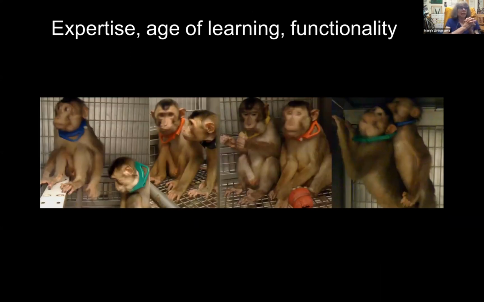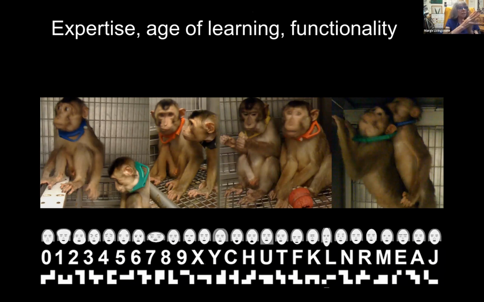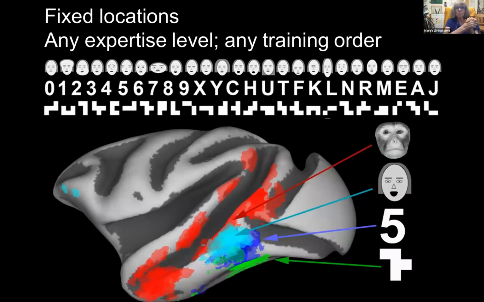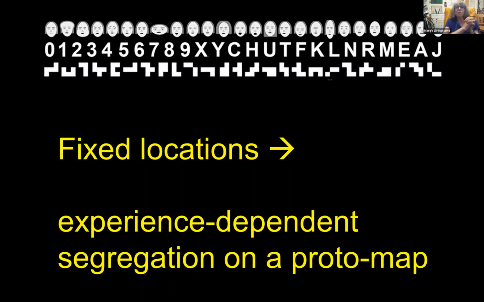So to try to disentangle the effects of expertise, age of learning, and functionality, we taught a bunch of monkeys to recognize 3 distinct sets of symbols. And we taught these different symbol sets in different orders in different monkeys. And to our surprise, training order didn't matter, level of expertise didn't matter. Each symbol set developed a domain in a stereotyped location. So these fixed locations indicate some kind of experience-dependent sorting of inputs on some kind of a proto-map.